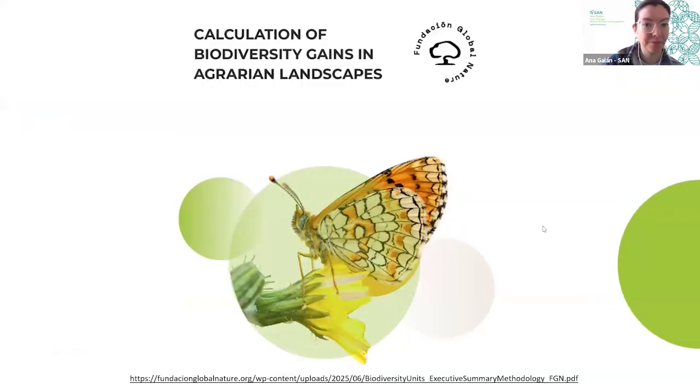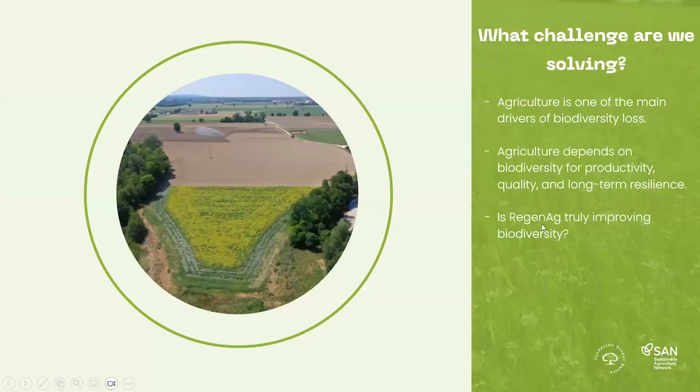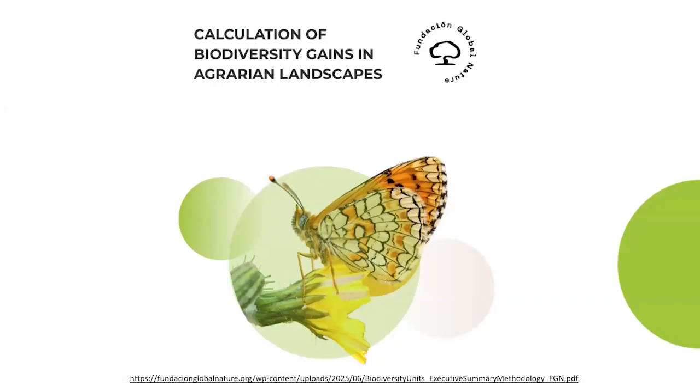Excellent. Thank you. So, as Oliver and Anna were saying, we've created and implemented for the last 2.5 years an approach to monitor biodiversity gains in agrarian landscapes. We are an NGO, we are Global Nature Foundation, we're part of the Sun network. And what we do basically is to implement projects in agrarian ecosystems to improve biodiversity.